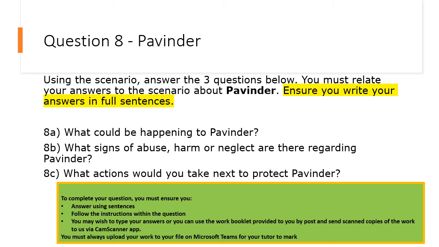So use the story of Pavinda to answer the 3 questions below. What could be happening to Pavinda? What signs of abuse, harm or neglect are there regarding Pavinda? And what actions would you take next to protect Pavinda? Ensure you write in full sentences.